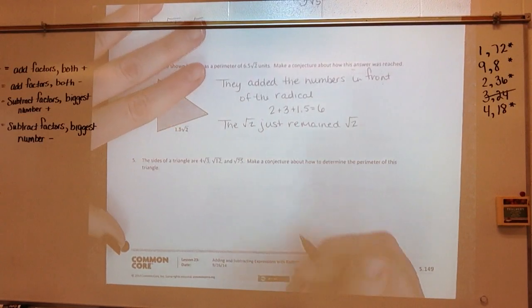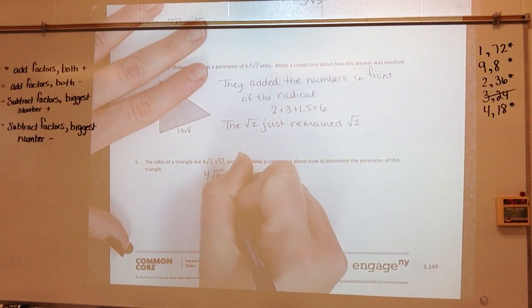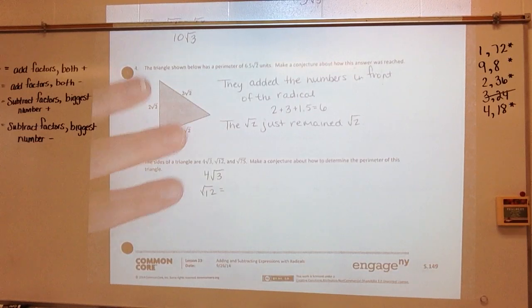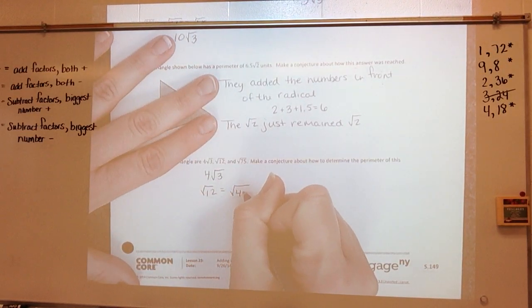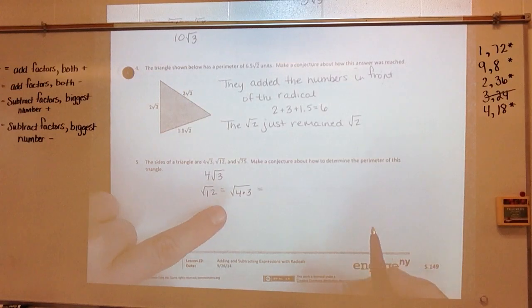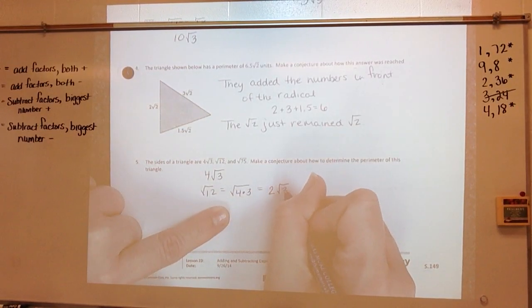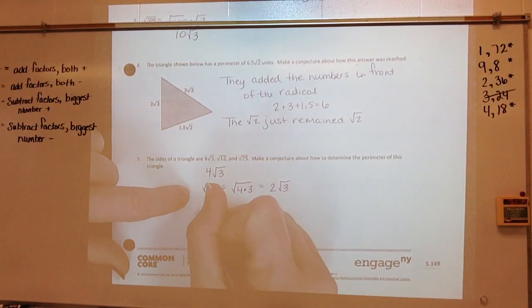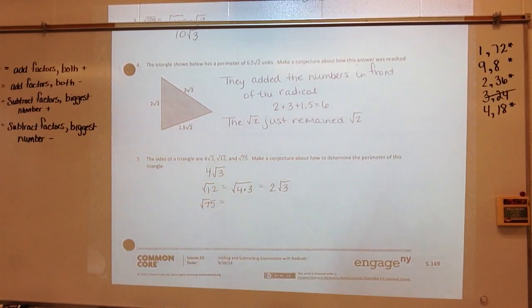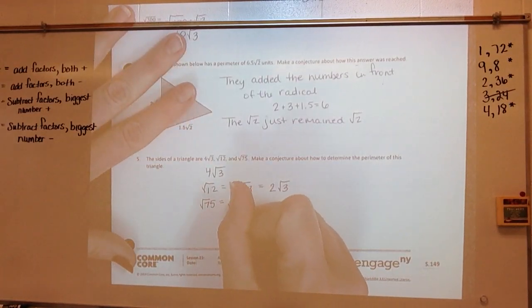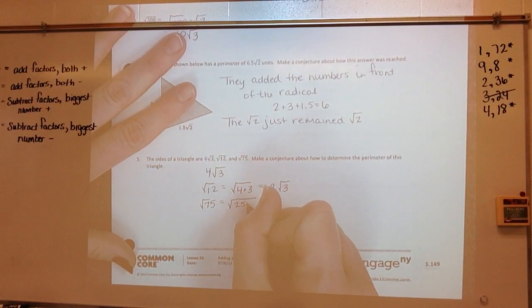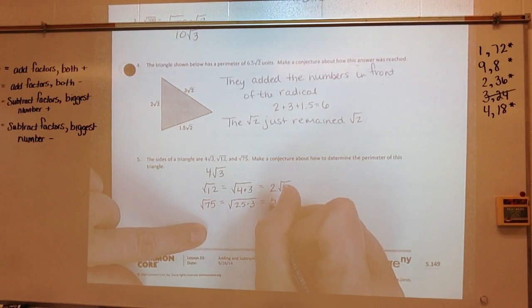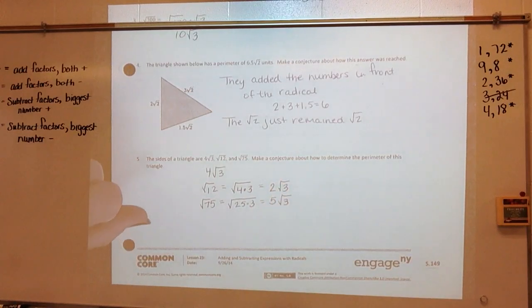And let's see what happens. So 4 square root of 3 cannot be rewritten. But let's look at the square root of 12. I can rewrite the square root of 12 as the square root of 4 times 3. The square root of 4 is 2, and the square root of 3 I can't do anything with. Let's look at the square root of 75. The square root of 75 can be written as the square root of 25 times 3. So the square root of 25 is 5, and I can't do anything with the square root of 3.